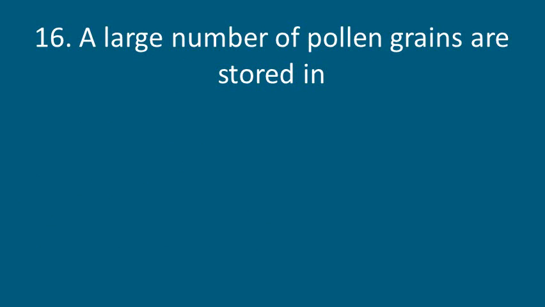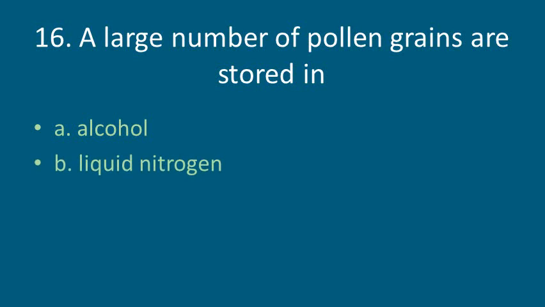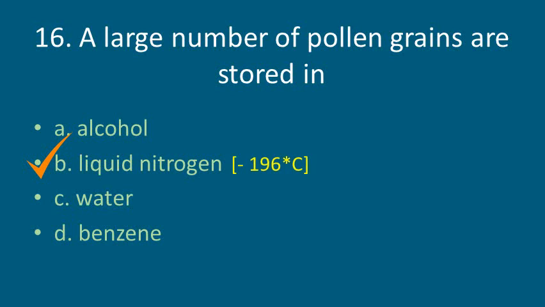Last question, question number 16. A large number of pollen grains are stored in option A, alcohol, option B, liquid nitrogen, option C, water, and option D, benzene. Here the answer will be option B, liquid nitrogen. At minus 190 degrees centigrade, pollen grains are stored on a large scale. Such stored pollen can be used as pollen banks, similar to seed banks. It is enormously used in crop breeding programs.